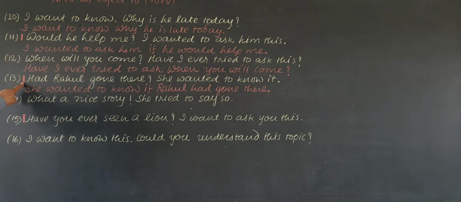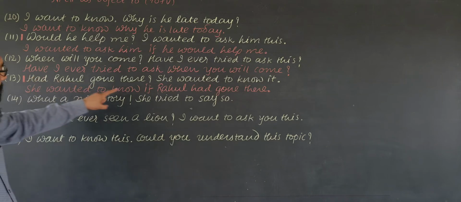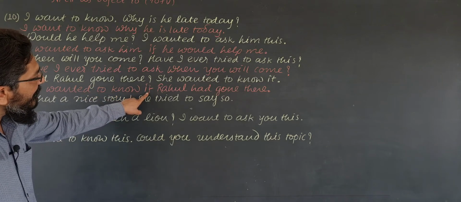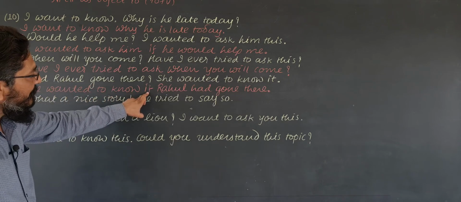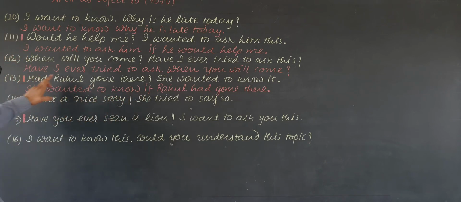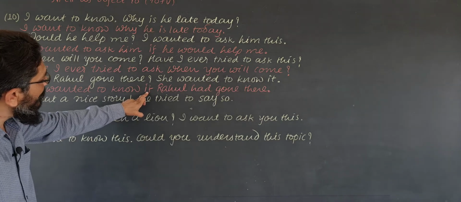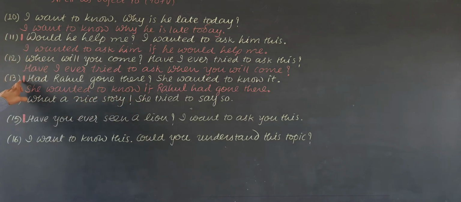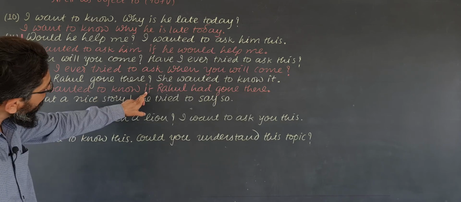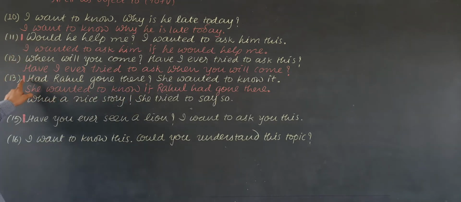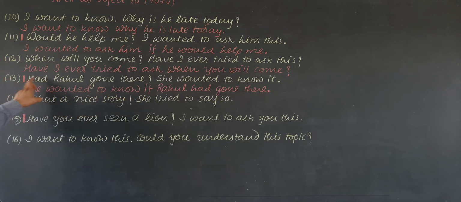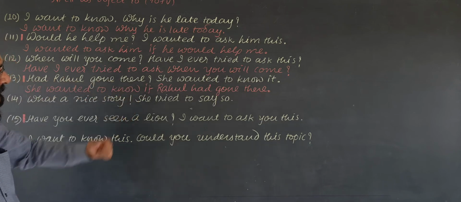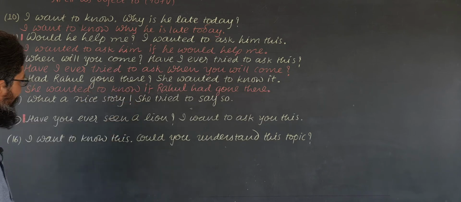Suppose the sentence is why had Rahul gone there, your answer will be why Rahul had gone there. When had Rahul gone there? When Rahul had gone there. How had Rahul gone there? How Rahul had gone there. Where had Rahul gone? Where Rahul had gone. The WH word that has been given, you will put it. If a WH word has not been given, we will put if. It has been written here.